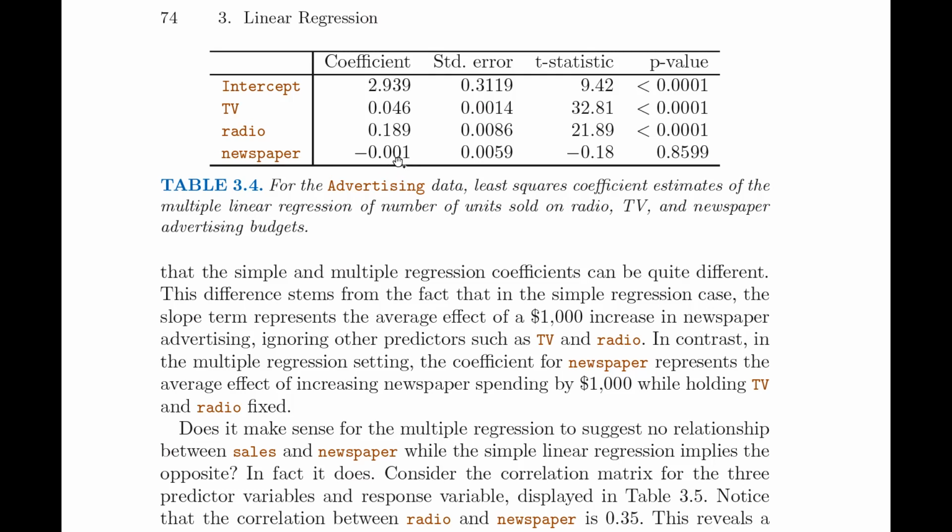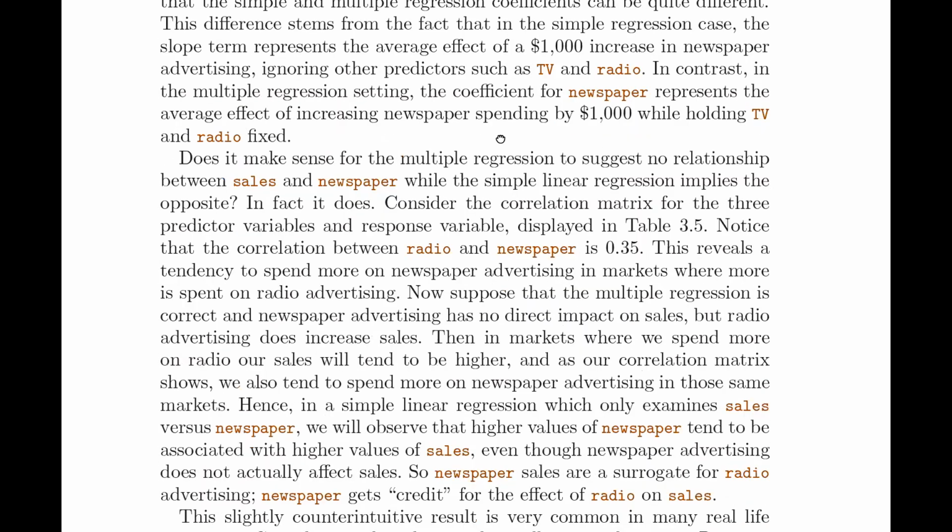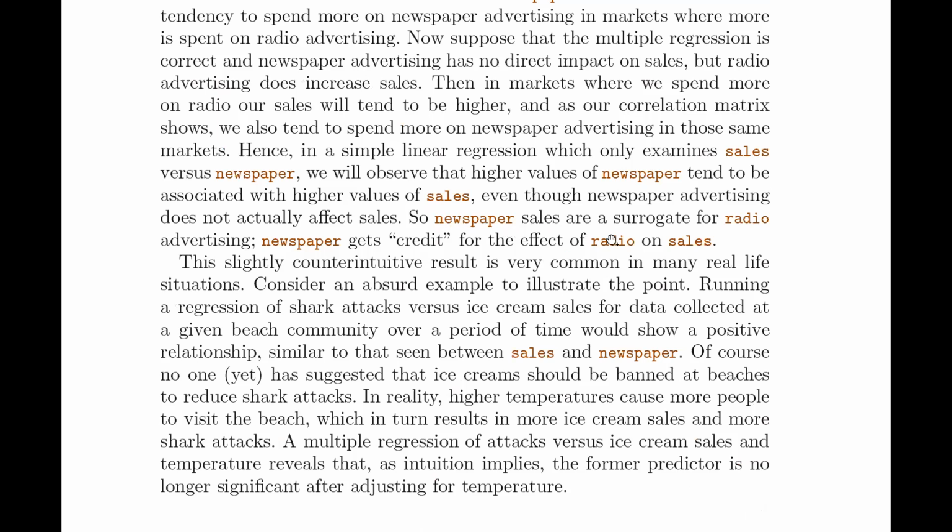Do we conclude that it's zero? The t-statistic tells us yes, because instead of a very low p-value, we have a very high p-value. The highest is 1, so it's really, really close. So newspaper sales are a surrogate for radio advertising. Newspaper gets credit for the effect of radio on sales. The slightly counterintuitive result is very common in many life situations. Consider an absurd example to illustrate the point. Running a regression on shark attacks.